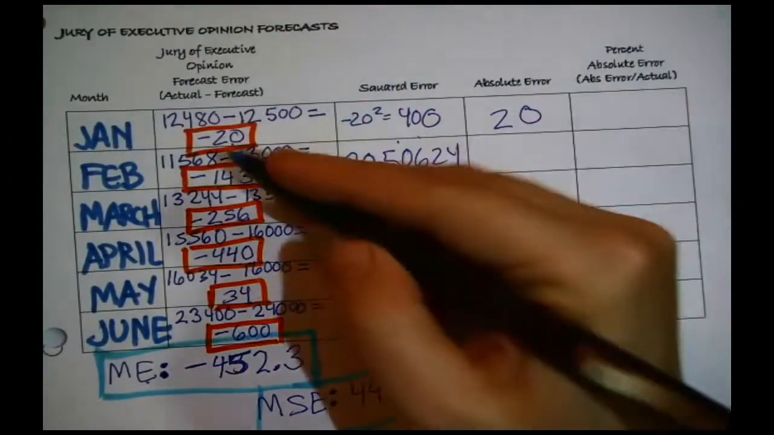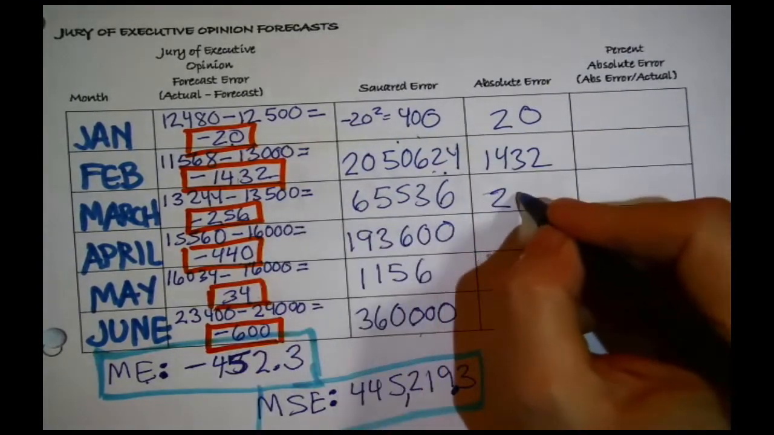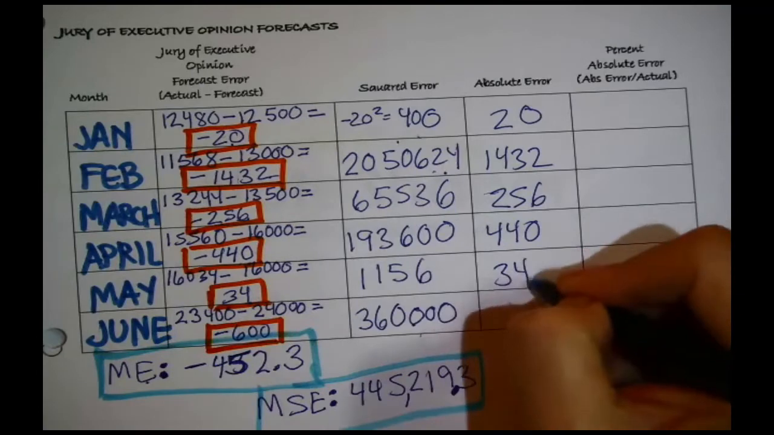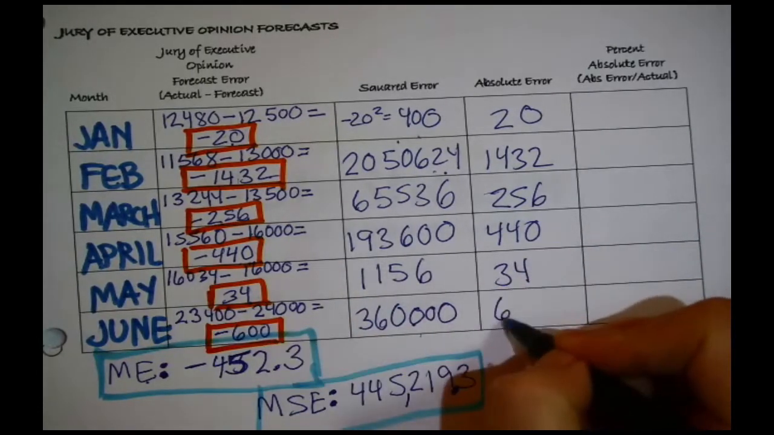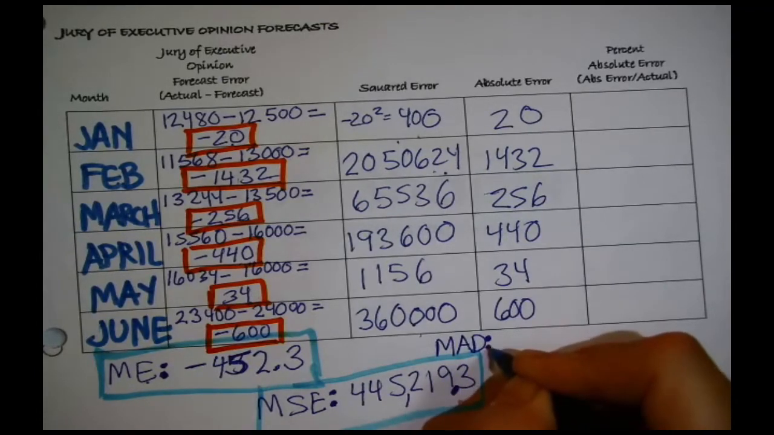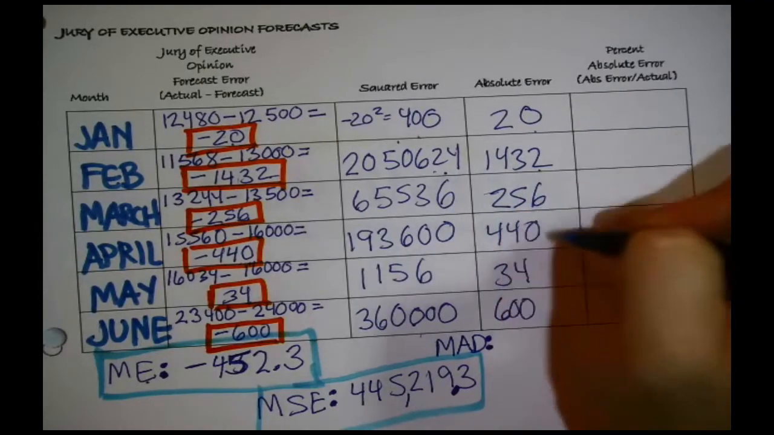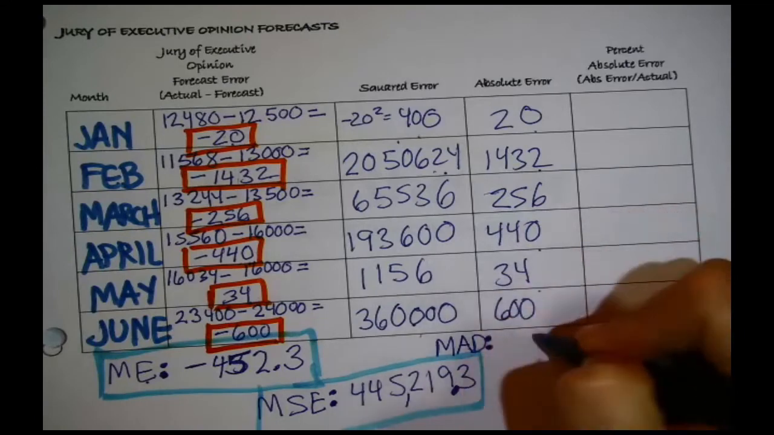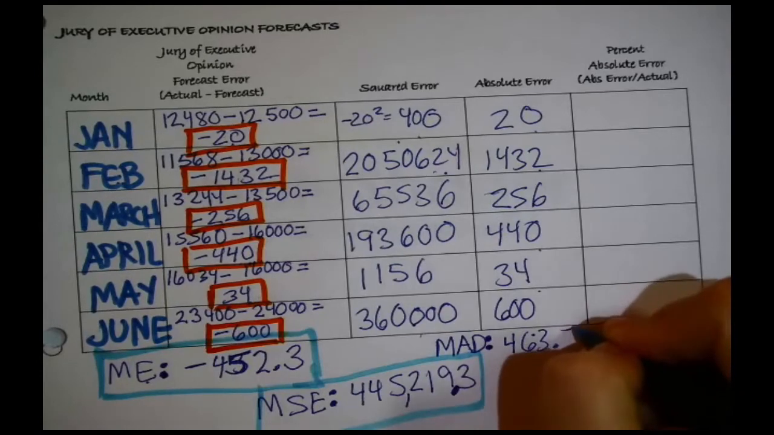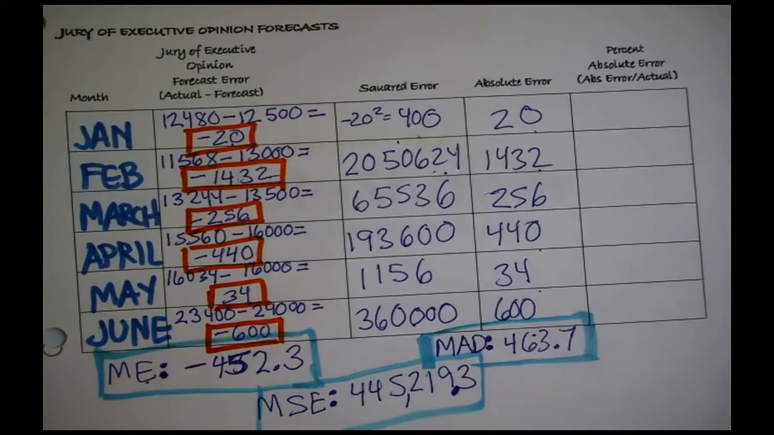All right, anyway, the other calculations, absolute error, really easy, just drop the sign. Negative 20 over here is 20. 1,432, just drop the negative sign. 256, 440, 34, don't have to drop anything there. And then 600. Why are we doing that? To calculate the mean absolute deviation by averaging 20, 1,432, 256, 440, 34, and 600. Add them up, divide by 6, I get 463.7. That is the so-called MAD over the forecast period.